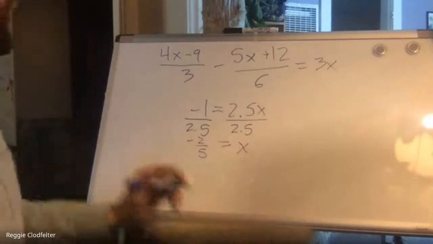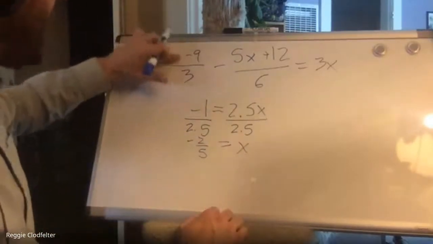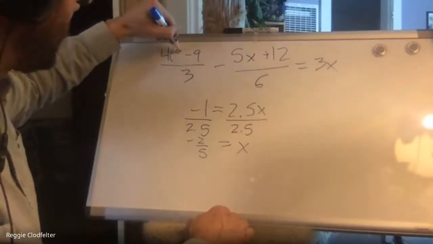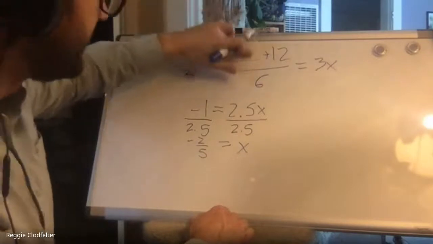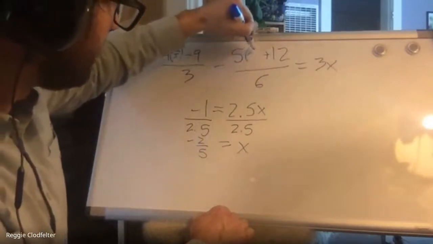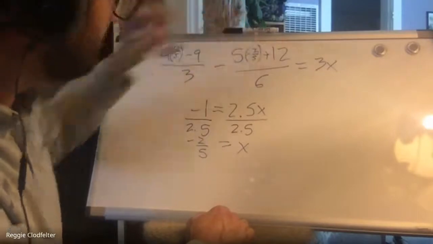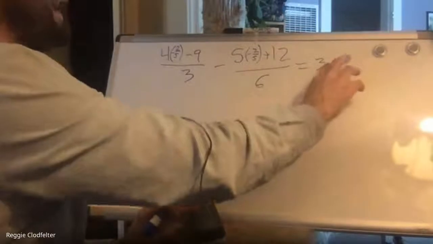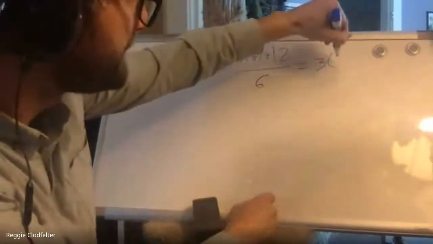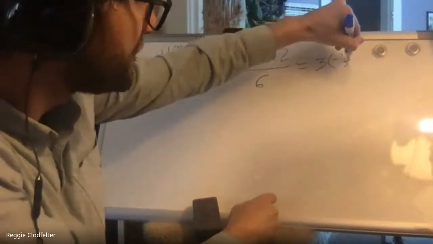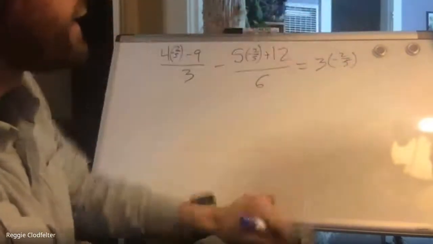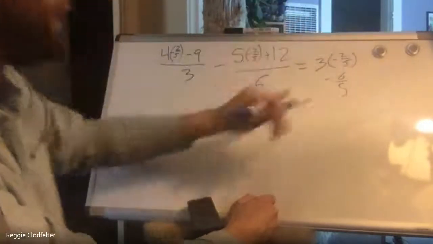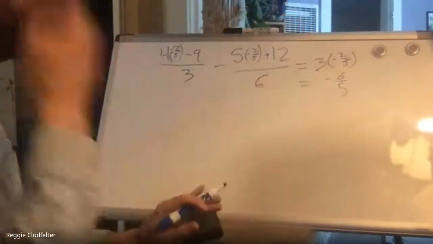So now if I want to check my work, I can just plug my answer in. Maybe I made a mistake. We'll find out. I can plug my answer of negative 2/5 in for x. Okay? And it should be equal. So on the right side, I'm going to have 3 times negative 2/5. That's just going to give me negative 6/5. So this should all equal that. We'll find out.